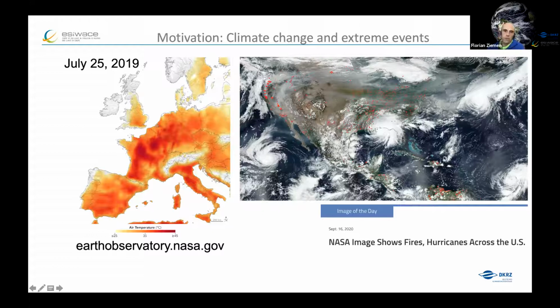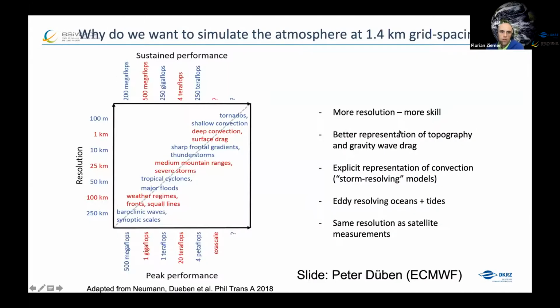And so we have to get better at predicting or modeling these events in the climate models. And that actually means going to smaller and smaller scales. And that means we have to go to higher and higher resolutions. And this is a slide that I got from a colleague, Peter Düben. He works at the European Centre for Medium-Range Weather Forecasts. So they do the world-leading weather forecast right now.